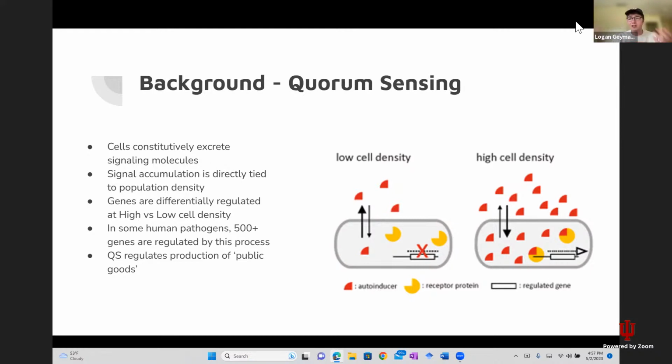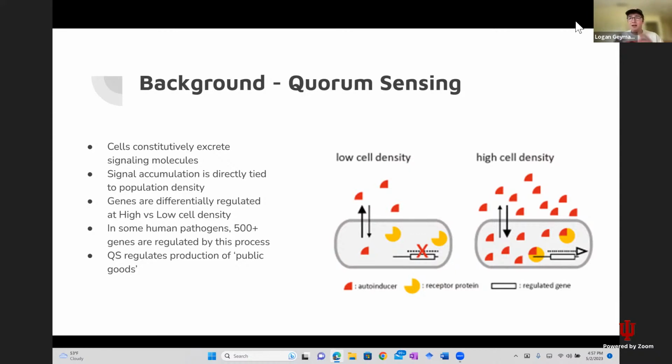So bacterial cells are constantly excreting these molecules called autoinducers. They're metabolic byproducts. So as the cell goes through different amino acid biosynthesis pathways or sugar metabolism pathways, they'll create these molecules that are then released into the environment. And the accumulation of these signals in the environment is directly tied to population density because of this.